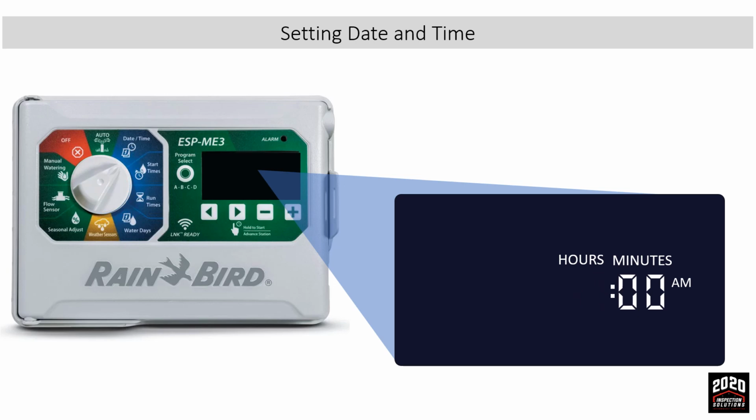Use the plus or minus button to set the hour. Then use the right arrow and set the minutes. Or you can press the right arrow to set up a 24-hour format or 12-hour format. The time and date are now set.